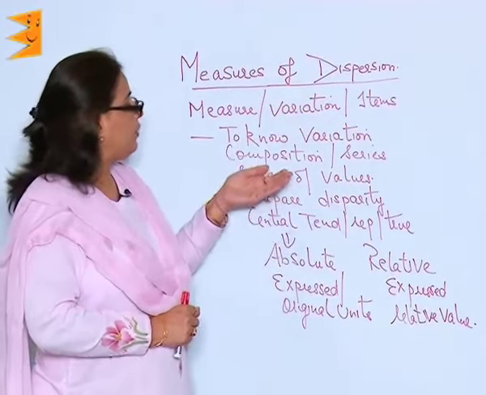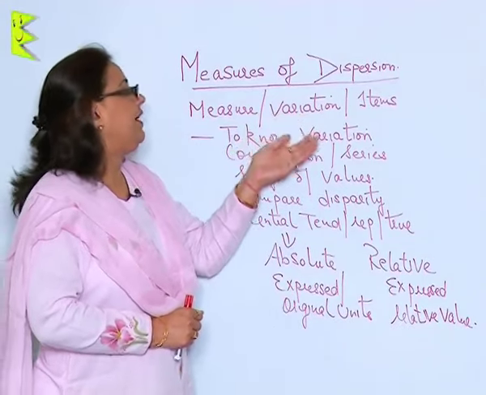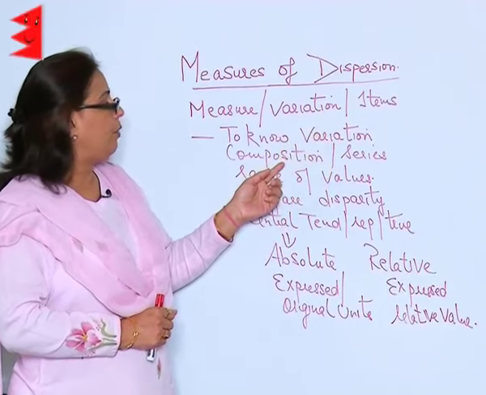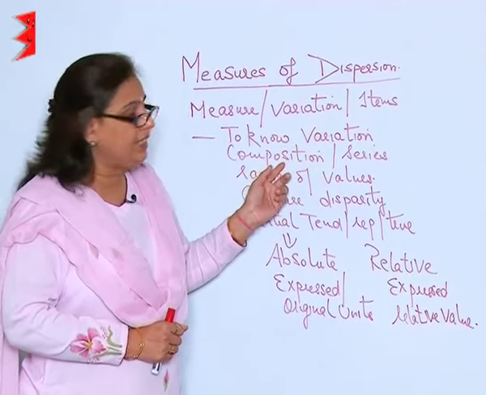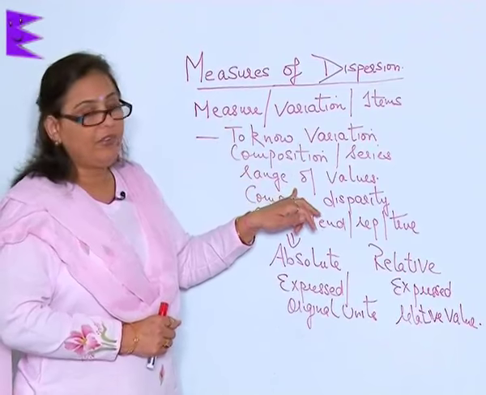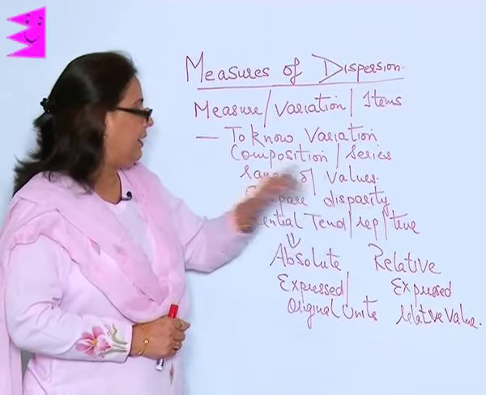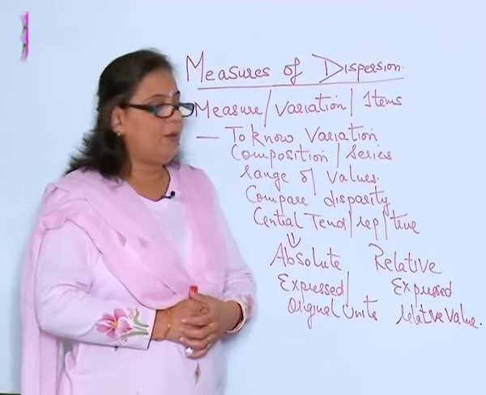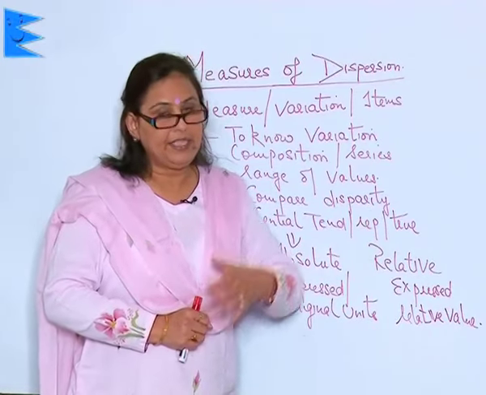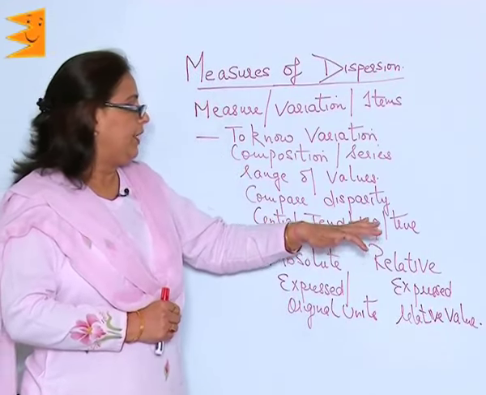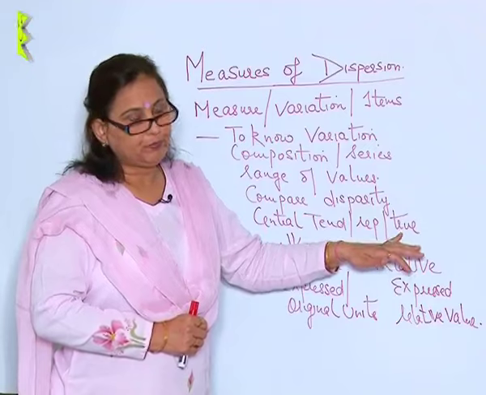For that you must know that we have to find out about the variation, we have to know about the composition of the series, we have to know about the range of the values, we have to compare the disparity, and we have to find out the central tendency, if at all it is representing the true value.